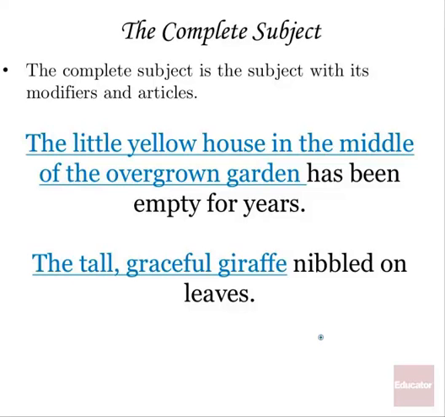Now the complete subject, as you might have guessed, is the subject with its modifiers and articles. So, remember our sentence about the house? Well, the complete subject is the little yellow house in the middle of the overgrown garden. That's one long complete subject. And the tall, graceful giraffe is the complete subject.